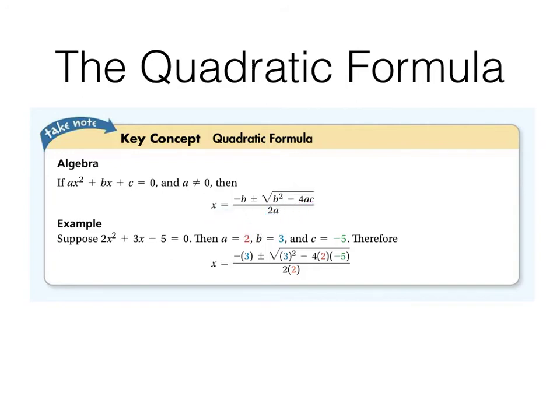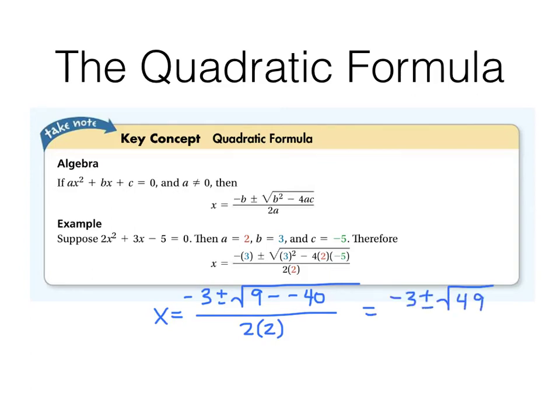all over 2A. So if this was our example, A would be 2, B would be 3, and C would be negative 5. And you plug it all the way in. And then you do the math to simplify it down. So in this problem, we'd have negative 3 plus or minus square root of 3 squared is 9. 4 times 2 is 8 times negative 5 is negative 40. So 9 minus negative 40 all over 2 times 2. And if you simplify that down, you have negative 3 plus or minus the square root of 49 all over 4. So that's negative 3 plus or minus 7 all over 4.